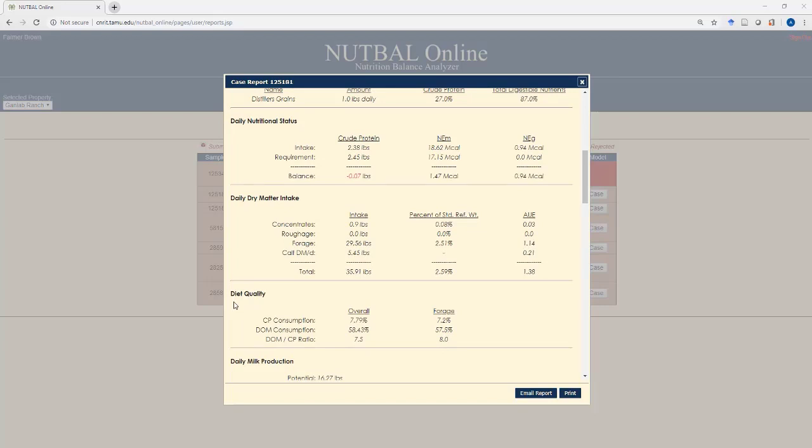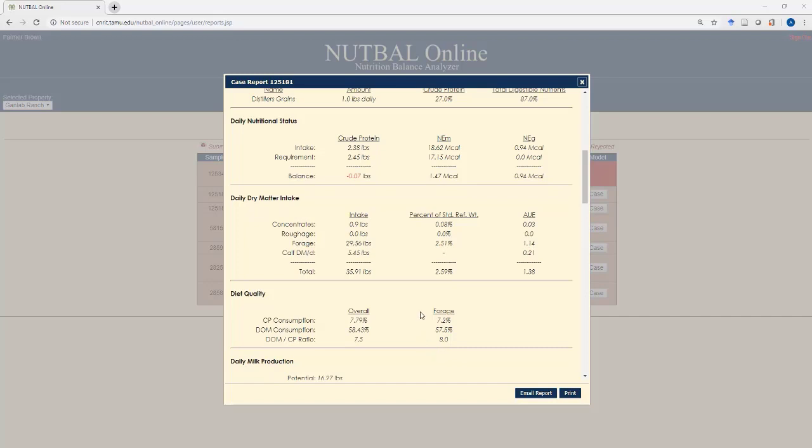This next section is diet quality, and this is the actual fecal NIRS results from your fecal sample. So when we analyze it, we predict for forage crude protein and DOM, digestible organic matter, which is our energy metric that we then convert into NEM and NEG for our nutritional status section. And then we produce just a simple ratio of these two numbers, the DOM-CP ratio, which is another metric that is an indicator of rumen efficiency.